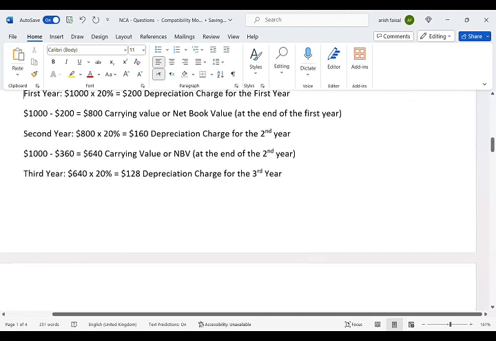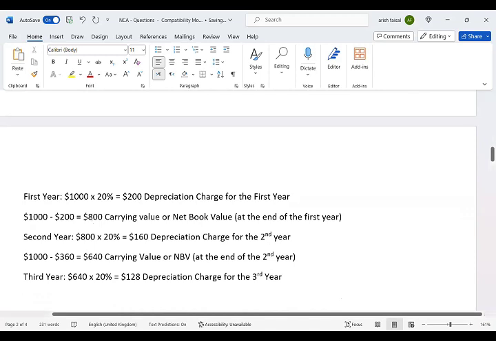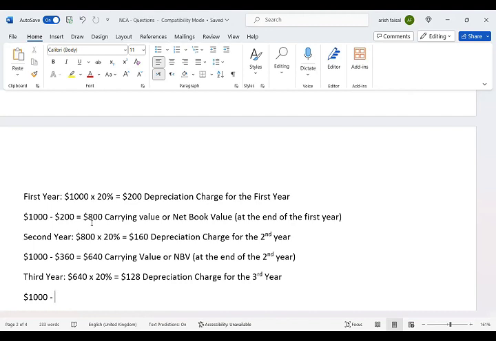Yeah, I'll just shift it over here. Right. So now we have a total accumulated depreciation of 360 in the first 2 years, plus 128 for the third year, and now we have a total of 488. So now the carrying value of this plant is 512, or we can even call it your net book value at the end of the third year.